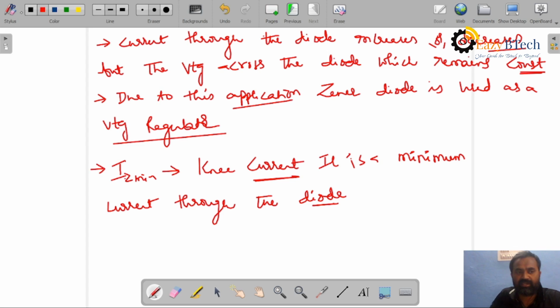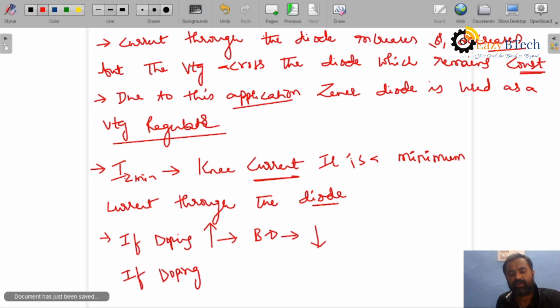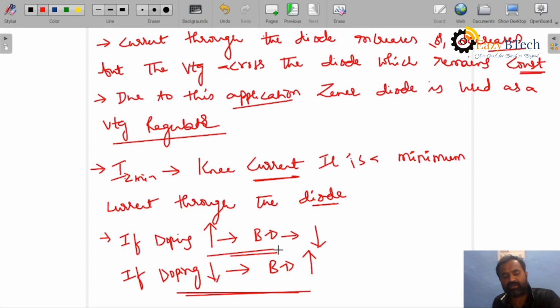Okay, next you can see this Zener diode, if doping increases, breakdown voltage decreases. If doping decreases, breakdown voltage increases. Okay students, this is about the Zener diode concept. In the next class we will see how the Zener diode can act as a regulator.